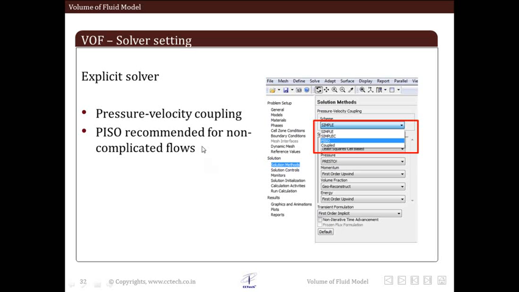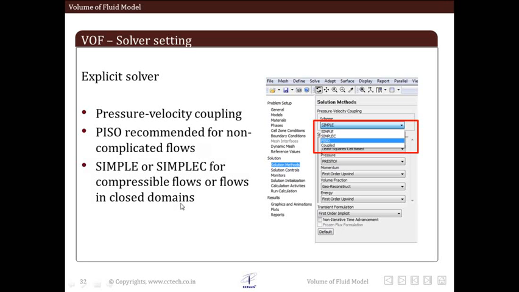Generally, PISO is recommended for simple or non-complicated flows. SIMPLE or SIMPLEC is used in case we are solving compressible flow or when the flows are solved in closed domain.